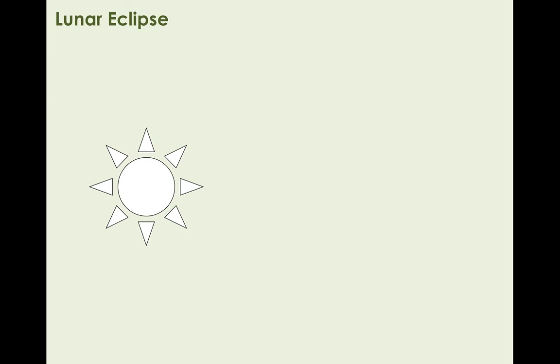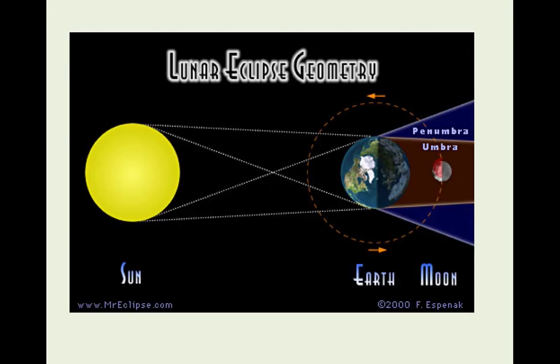So I'm going to put this diagram on here, and you should pause it until you are done drawing the diagram. You're going to want a sun, earth, and moon, an umbra, and a penumbra, okay? Pause it now till you're done.